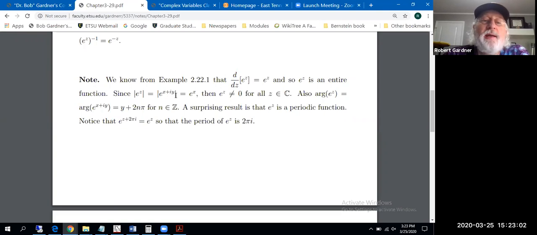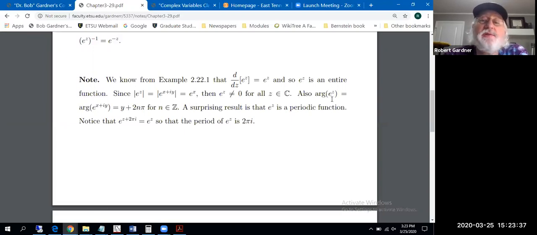e to the iy has modulus 1, so we're just left with the modulus of e to the x. It's real, so you could use the absolute value, but e to the x is never negative, nor is it 0 in the real setting, so we don't need the absolute values. So the modulus of e to the z equals e to the x, so e to the z is never 0, because, using properties of the real exponential function, e to the x is never 0. So e to the z is non-zero for all complex numbers.